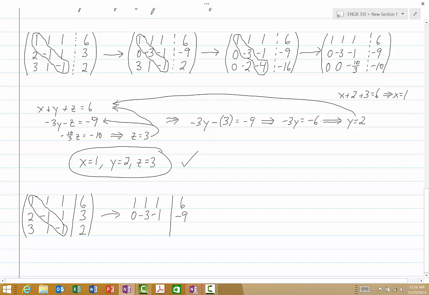And we can do that by adding negative 3 times the first row to the last row. Negative 3 times 1 is negative 3, and 3 gives 0. Negative 3 times 1 is negative 3, and 1 is negative 2. Negative 3 times 1 is negative 3, and negative 1 is negative 4. And negative 3 times 6 is negative 18, and 2 gives negative 16.